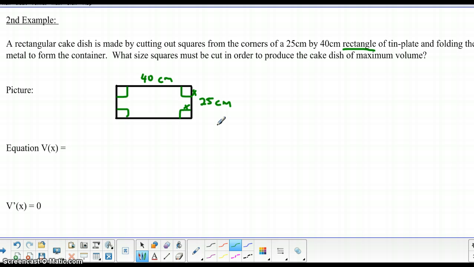So in our picture, we're actually not going to have a total of 25 here. It's going to be 25 minus an x and another x, so 25 minus 2x for this side. And the same thing here, this side will be 40 minus, we'll have another x and another x, so it'll be 40 minus 2x here.